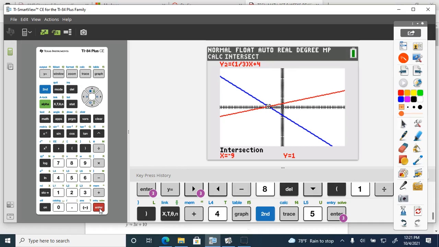So 2 was, what was it, 1, 15? 2 was 1, 15, 3 is negative 9, 1.